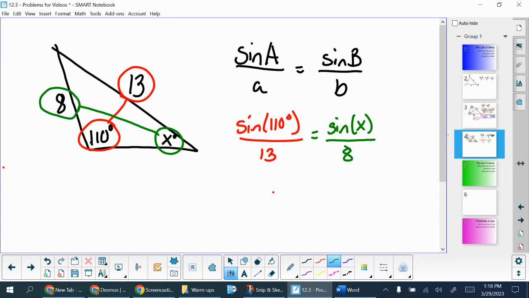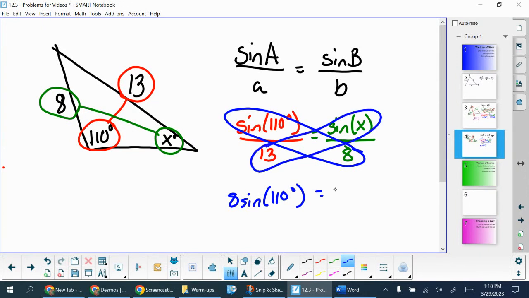Okay, our next step is algebra. We look at this thing and we go, I've been able to solve proportions for a while now. I can cross multiply. It looks different because it has the sine in there, but it's still a proportion. So 8 times sine of 110. Write it out.